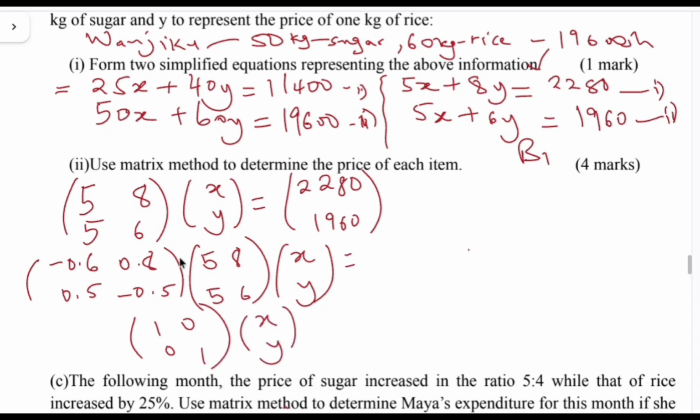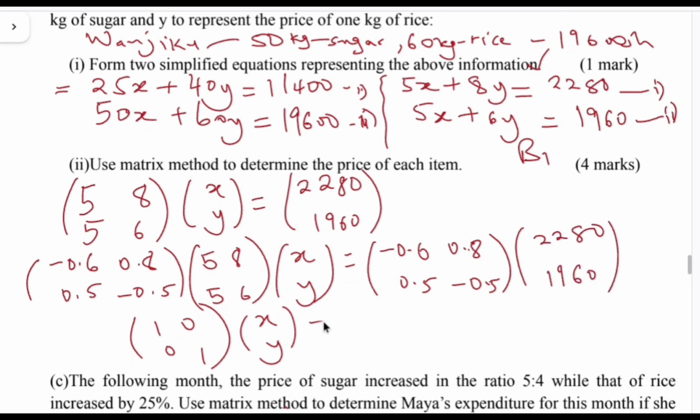Equal to hii ukisha introduce on the left side of the equation, lazima uta introduce on your right side. Ukiintroduce yafaa uchukue hiyo negative 0.6 0.8 na 0.5 na negative 0.5 multiply by hiyo 2,280 na 1,960, so equal to matrix method multiplication. Nadhani tayari tushaelewa multiplication vile inavyofanywa matrix. Kama hujaelewa, angalia kwa last video ama at the end of this video kuna matrices pale.